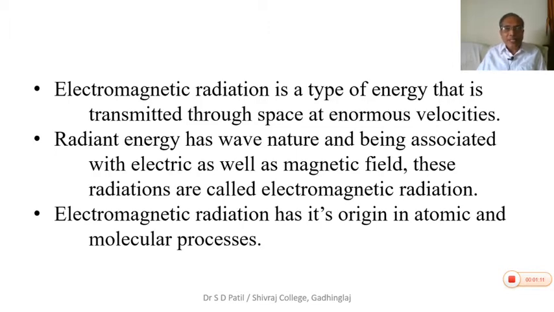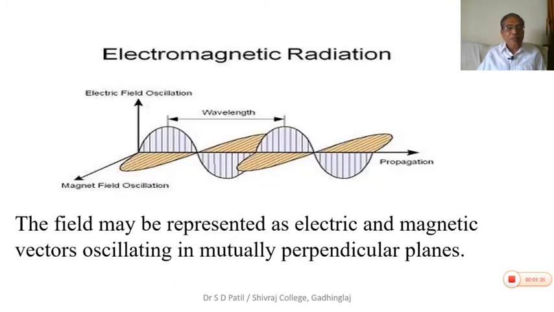Electromagnetic radiation is a type of energy that is transmitted through space at enormous velocities. Radiant energy has wave nature and is associated with electric as well as magnetic fields. These radiations are called electromagnetic radiations. The electromagnetic radiation has its origin in atomic and molecular processes.